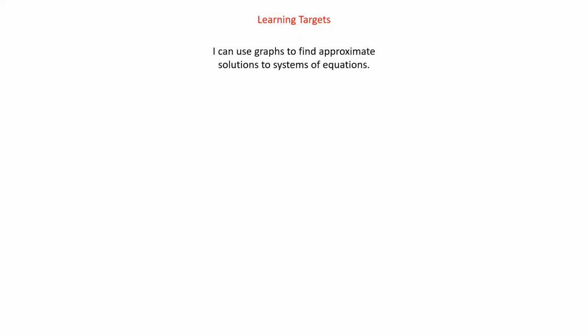Our learning targets for this topic: I can use graphs to find approximate solutions to systems of equations. Really, all we ever find by graphing is an approximate solution. We'll then plug it back in to see if it works. There are times when it'll be good, and there are times when it'll be close, but we can't get it close enough to really work. And we'll have other methods of solving systems of equations later on in this chapter.